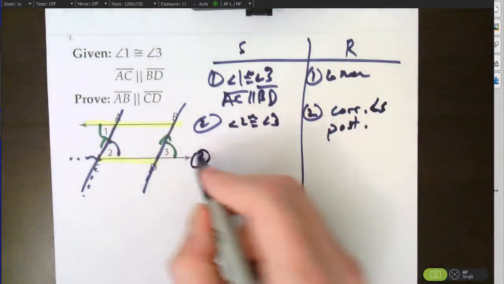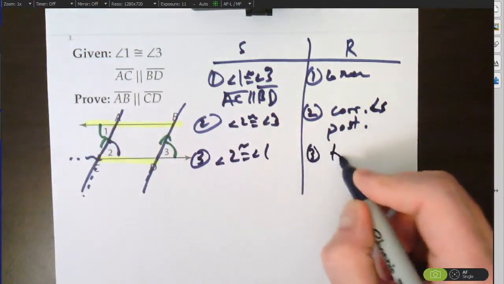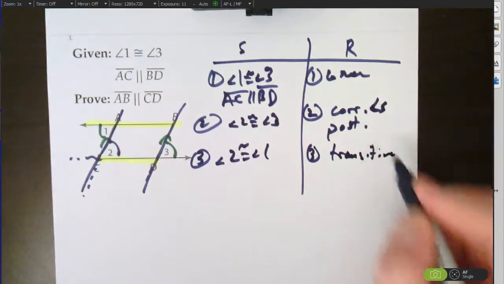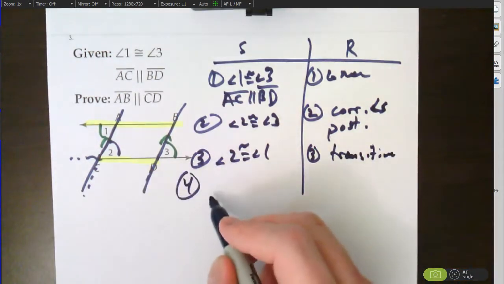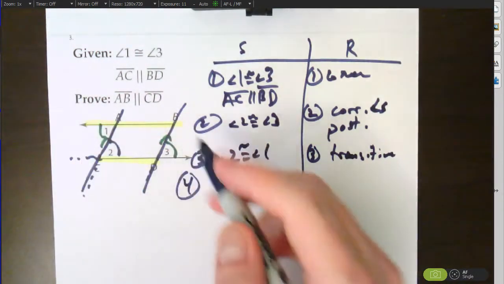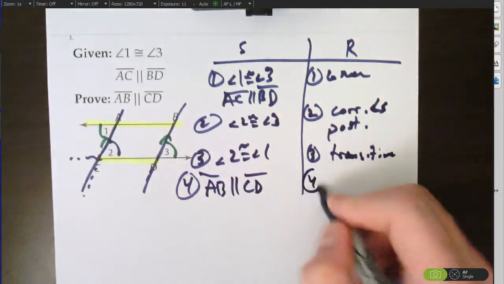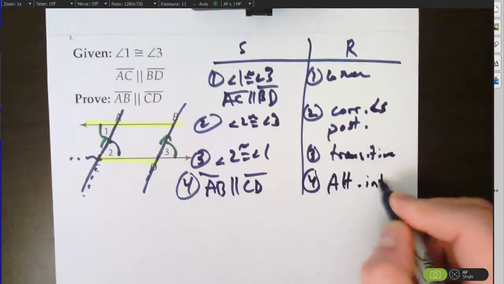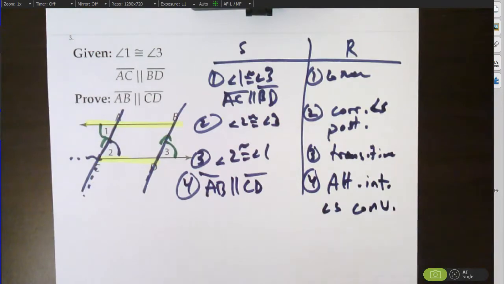Now, step 3: angle 2 is congruent to angle 1 by transitive. And angle 1 and angle 2 are a pair of alternate interior angles for AB and CD. So now I could say AB is parallel to CD by the alternate interior angles converse. All right. Next problem, number 4. We're just plowing through these.